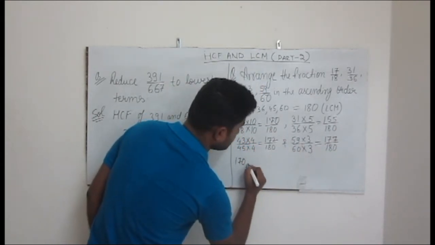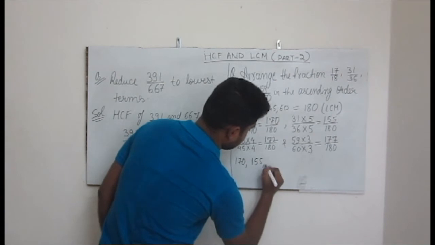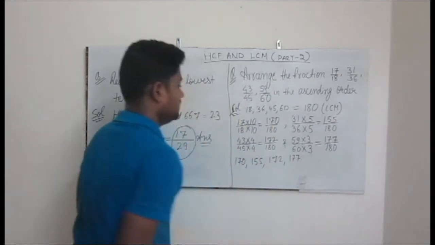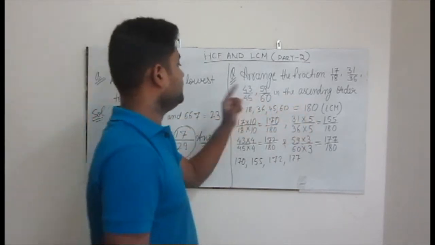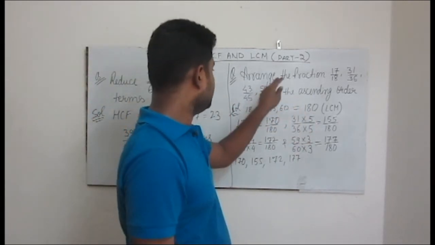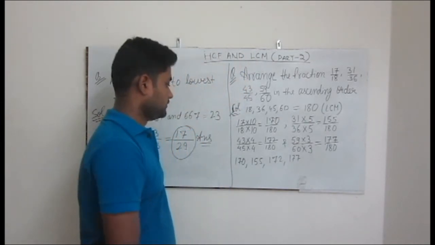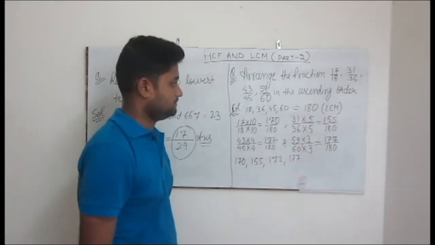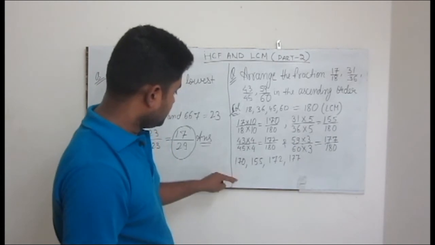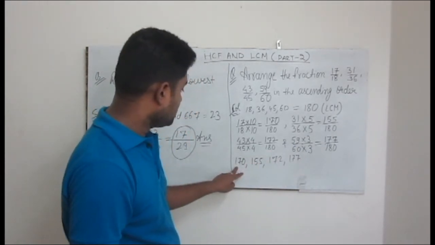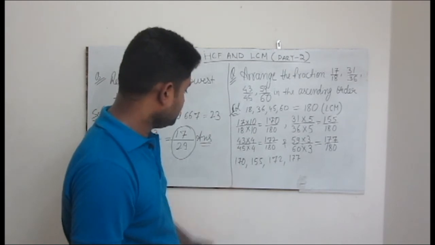Now in the numerator, we will write whatever values we got: 170, 155, 172, 177. Now, since we have to arrange these fractions in ascending order, meaning from the smaller one to the larger one, among all these, which one is smaller?